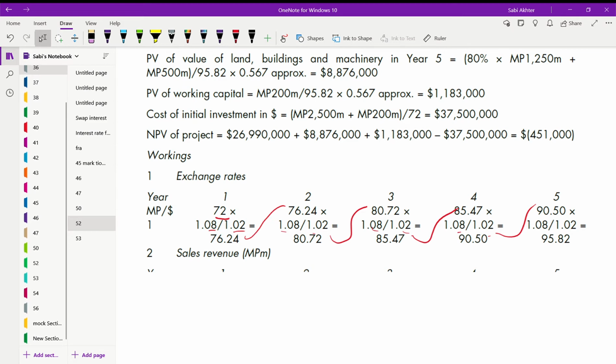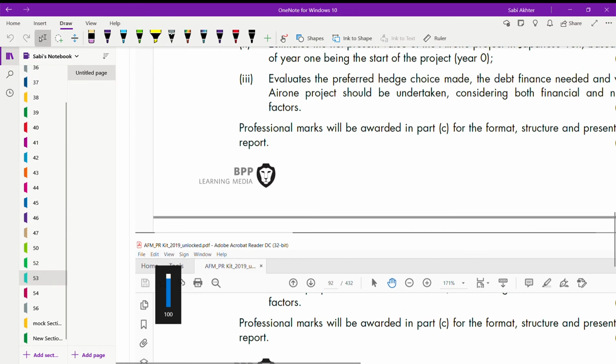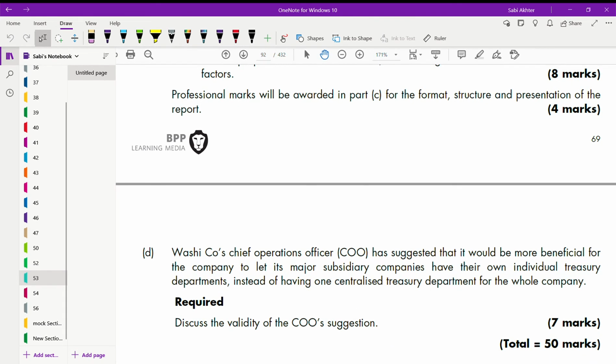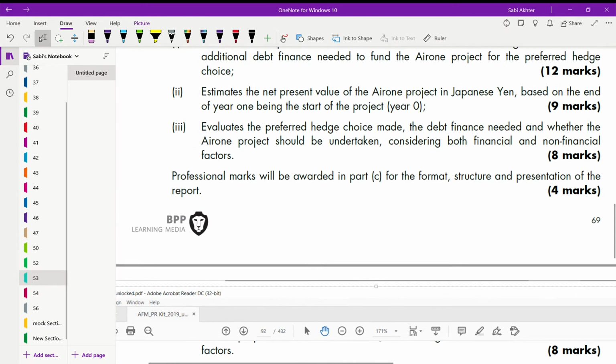Next, 53. So the 53 question is, if you can see here, again this was repeated somewhere: centralized and decentralized, with an own individual treasury department or not. Which one is better?